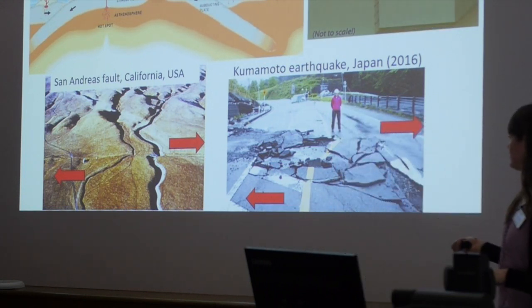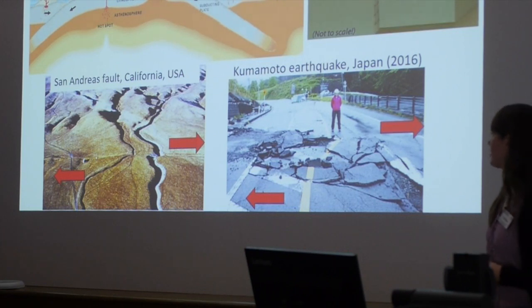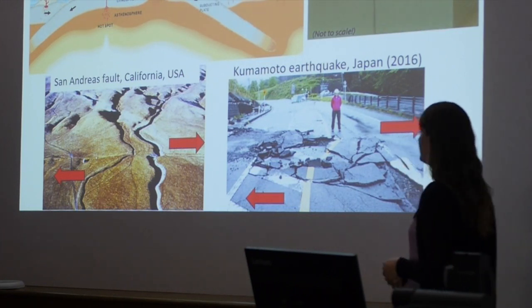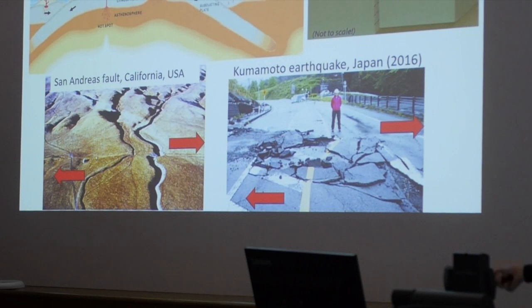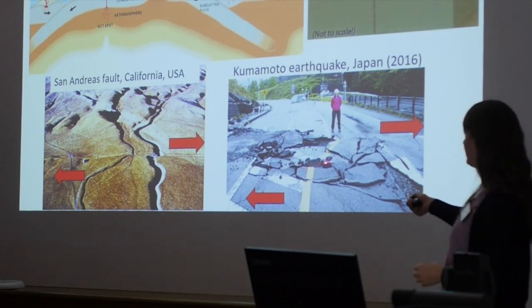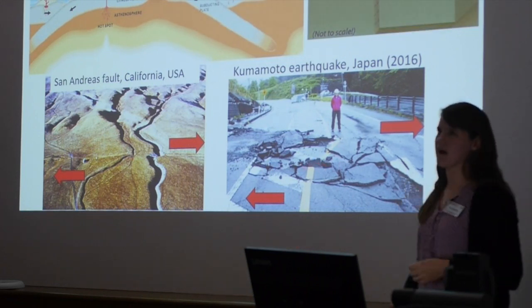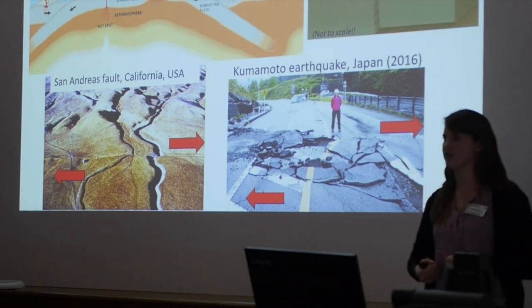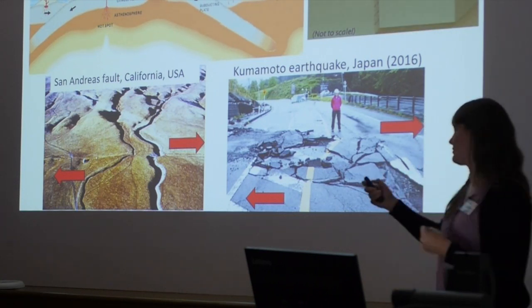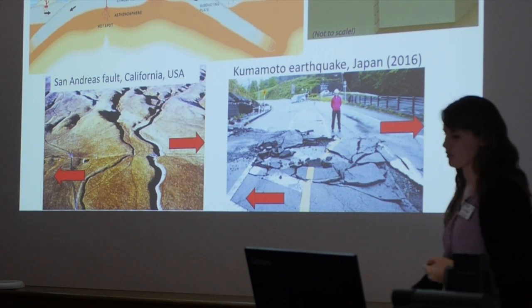This is another example, from the Kumamoto earthquake that happened in Japan in 2016. That's me there for scale. You can see that the yellow line in the road has been offset by about a metre and a half. That's again due to a strike-slip earthquake that's coming across through here.